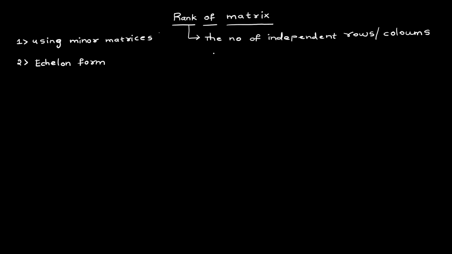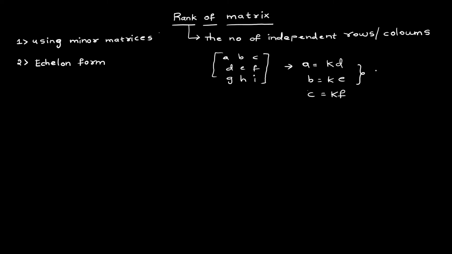For example, let us assume there is a matrix with entries A, B, C, D, E, F, G, H, I. This is the first row, this is the second row, and this is the third row. And if A is equal to K times D, and B equal to K times E, C equal to K times F, or in simple terms, R1 equal to K times R2.